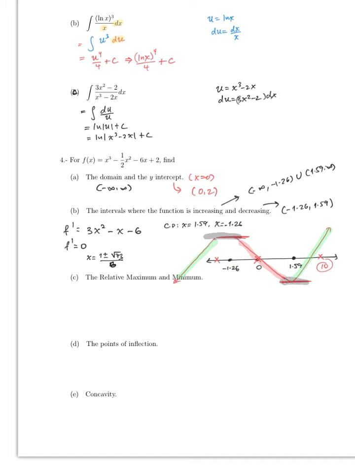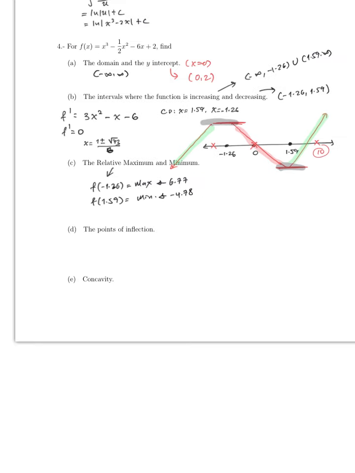Now from here you can see it's obvious that this is the maximum and this is the minimum. So what is the relative maximum? It will be f of minus 1.26, whatever that is. So this is the maximum. And the minimum will be f of 1.59, okay? Which I believe this is 6.77, and this is minus 4.78.